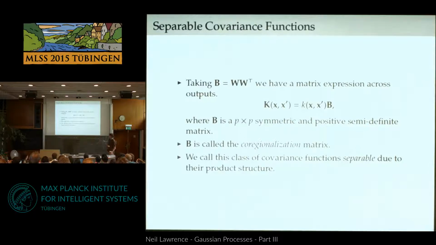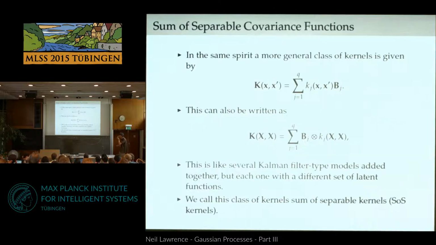Now, we call this class of covariance functions separable because they separate over these two parts, x and j. They're fairly simple, and they have some particular problems. But what's really quite cool is that you can immediately extend them.